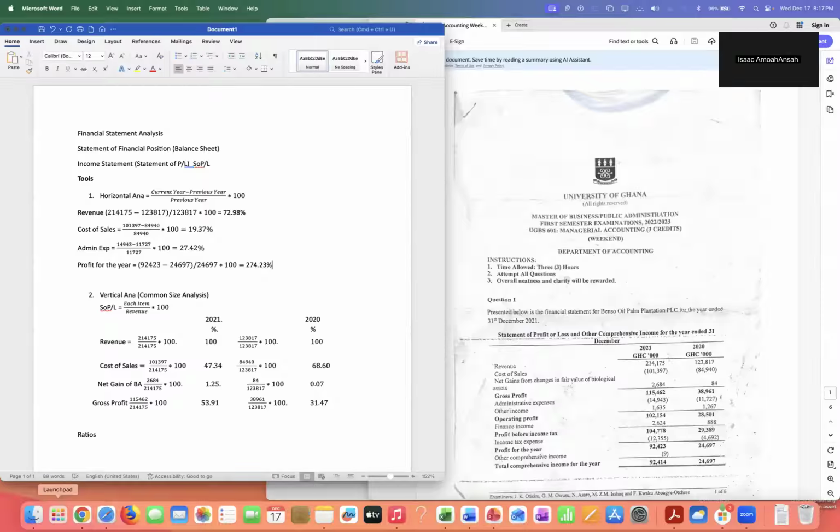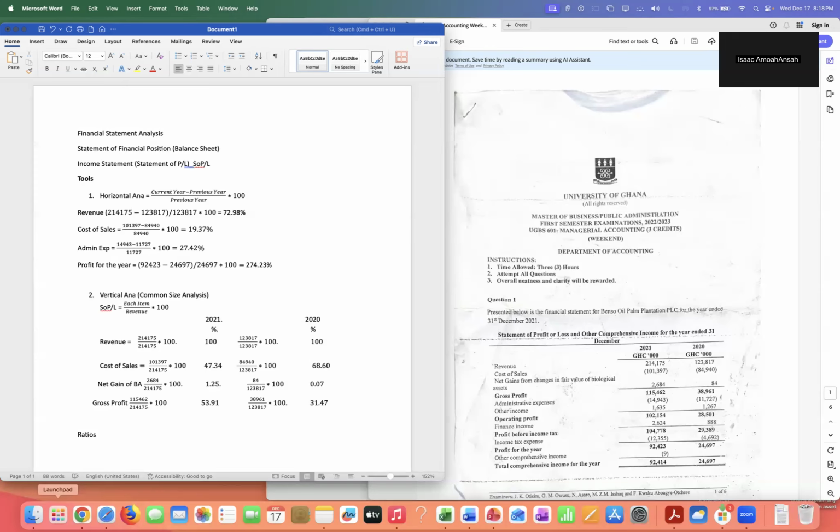Right? Compared to the past year, where they kept only 31.47% as gross profit after spending about 68.6% of its total revenue on cost of sales. You see, this analysis sounds a bit better and nicer than the horizontal analysis. Is that not? At least you can do some good comparison.